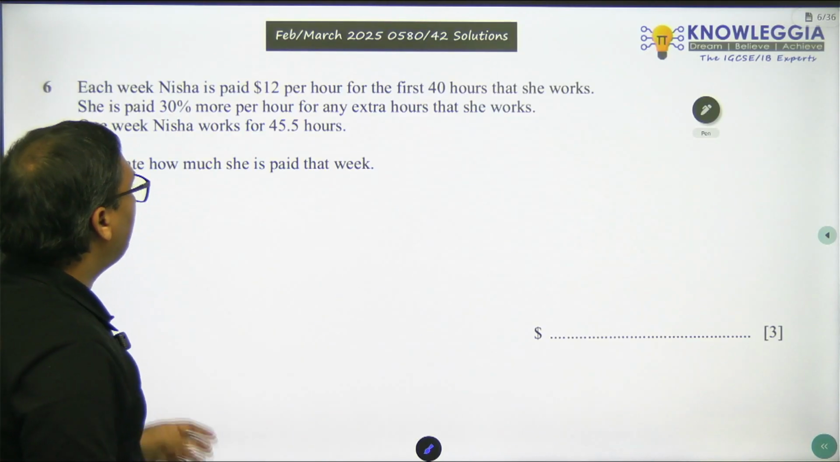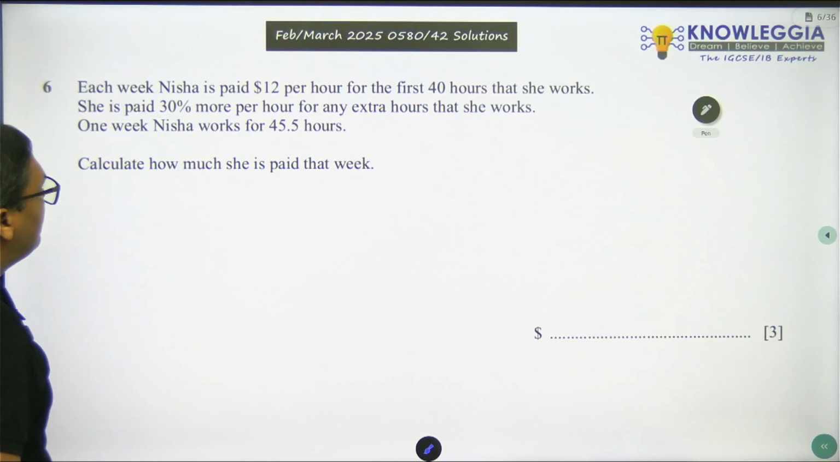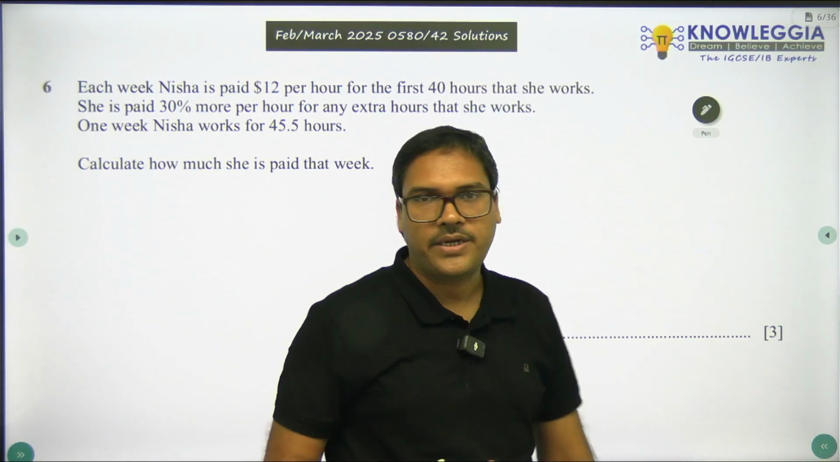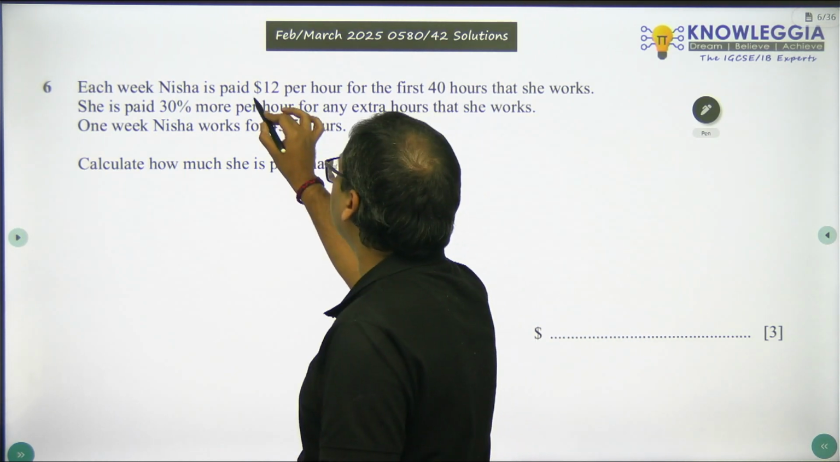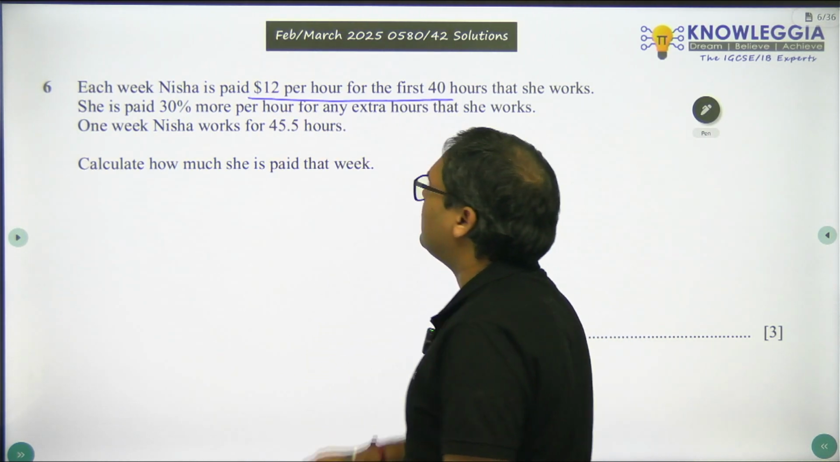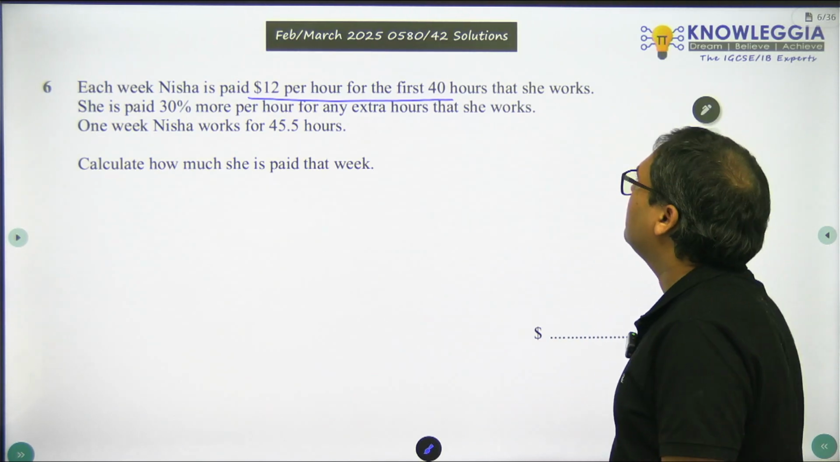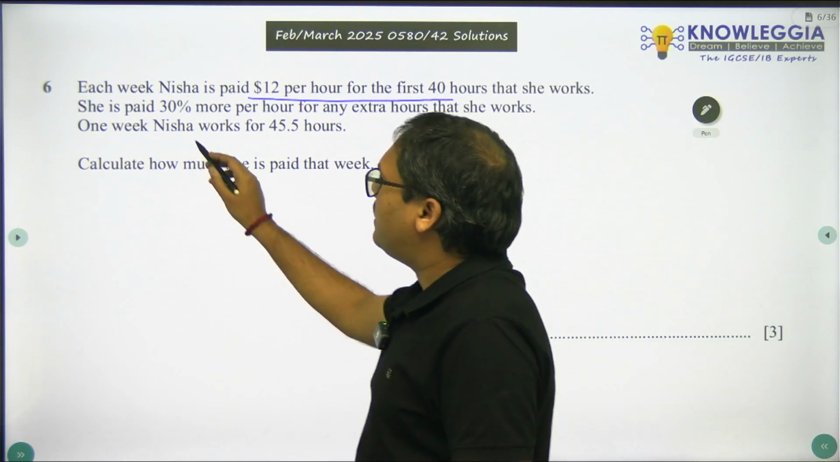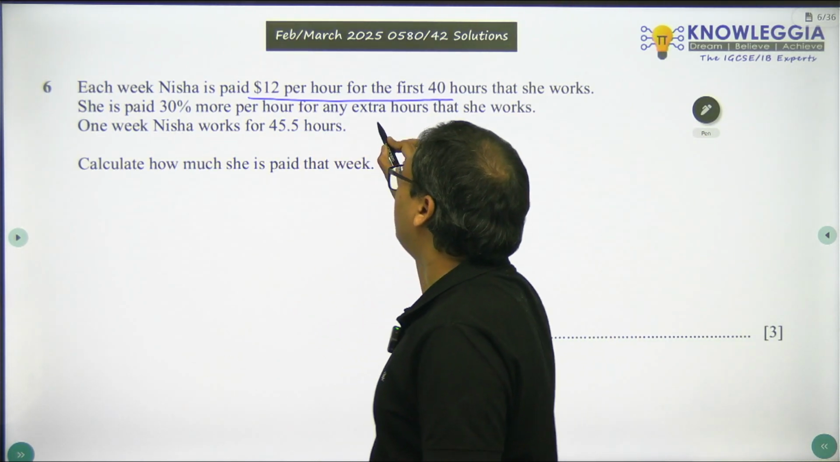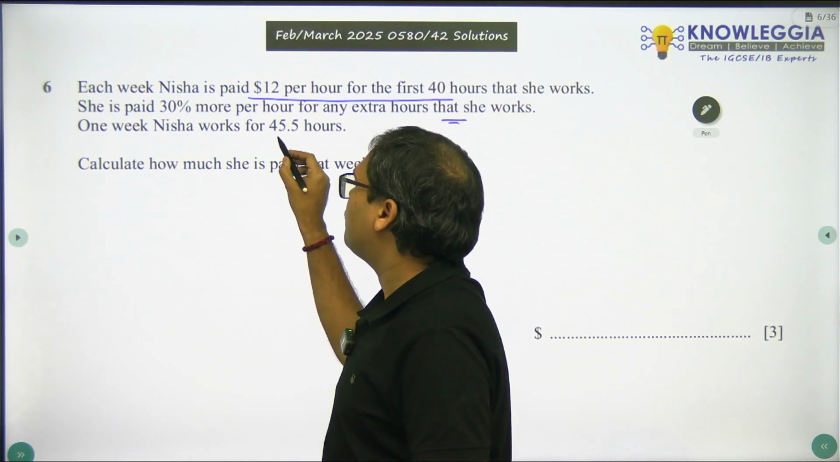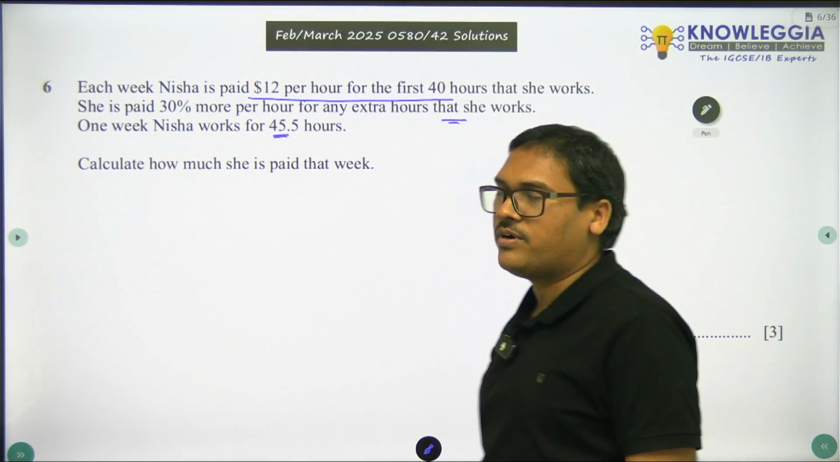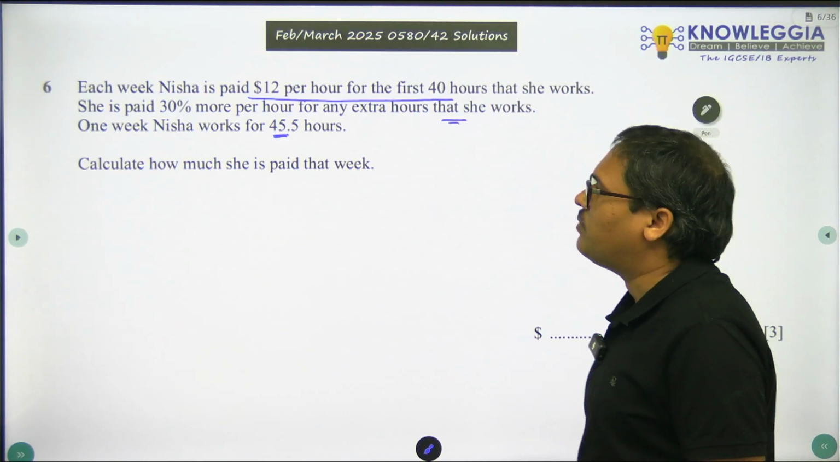Okay. Now let's take the next question. Each week, Nisha is paid $12 per hour for the first 40 hours. For 40 hours, this is $12 per hour. And she is paid 30% more per hour for any extra hour that she works. One week, Nisha works for 45.5 hours. Then how much is she paid?